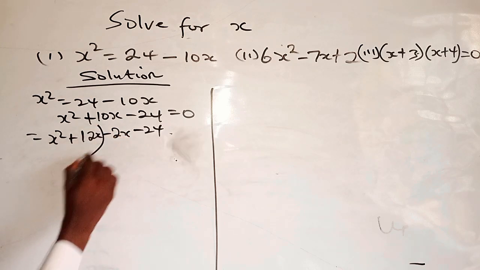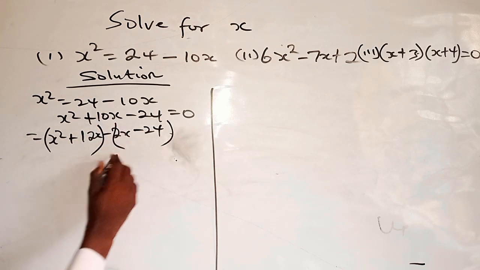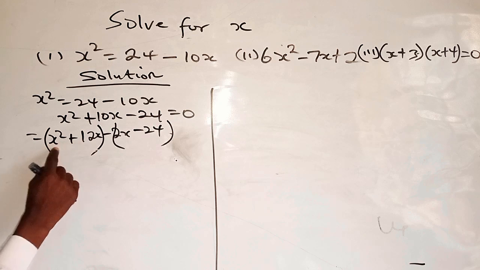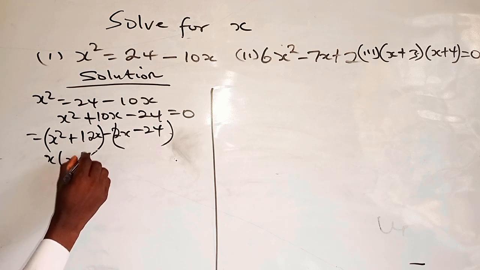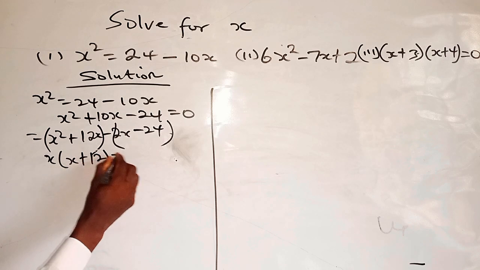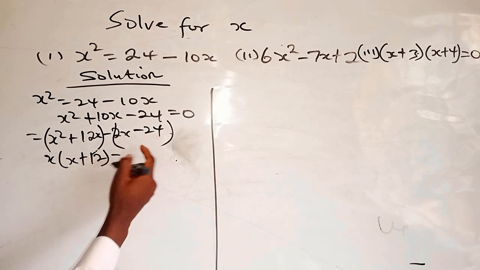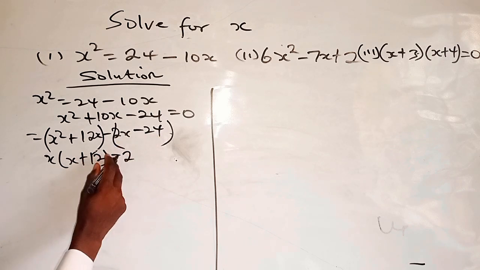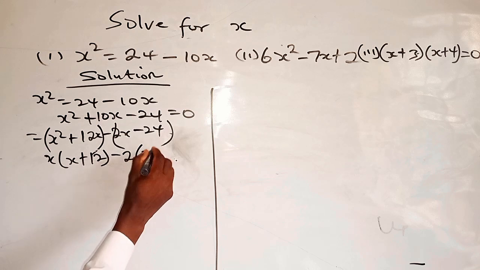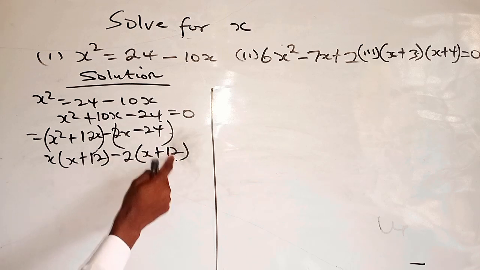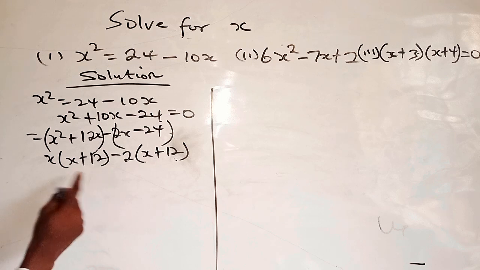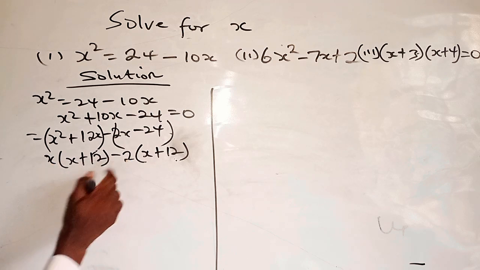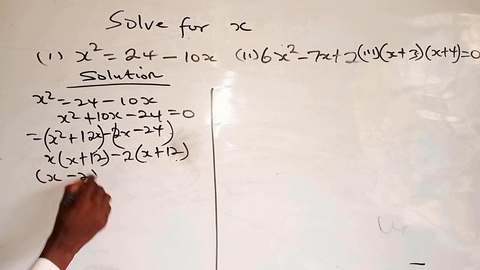So the next thing I do is to group it. When you group it, you look for the common terms. So I have x to be common: x into x plus 12, minus what I have here. I can factor out 2: 2 is common, 2 into x plus 12. Minus times plus is minus 2x. So I have to pair what I'm having here with this. So I have x minus 2.